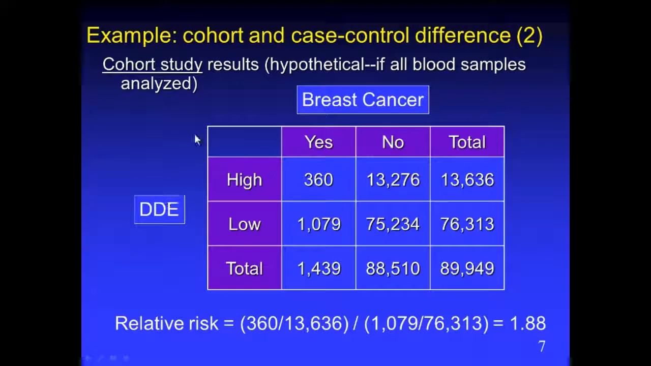So here's our data. This is assuming that all the blood samples were analysed. We used the entire population of the cohort study. We divided them into those designated as high and low exposures, and we had the 1,400 breast cancer cases distributed between the high and low exposures, and then we calculated the relative risk for high DDE versus low DDE, and you can see that there's a relative risk of 1.88.